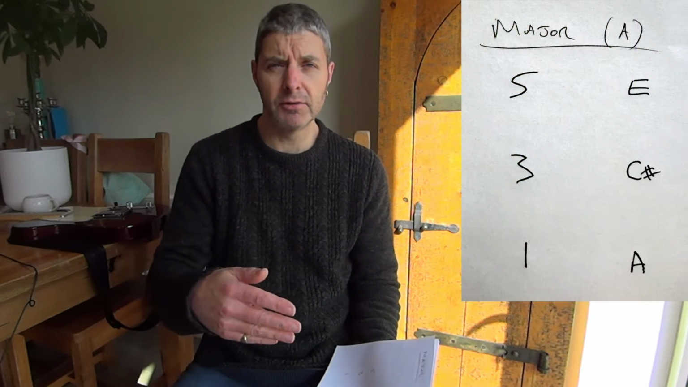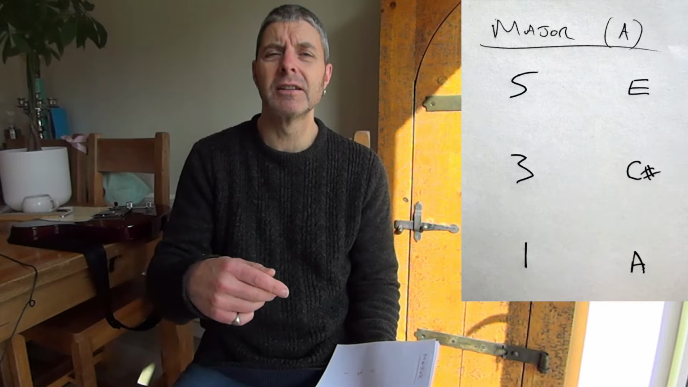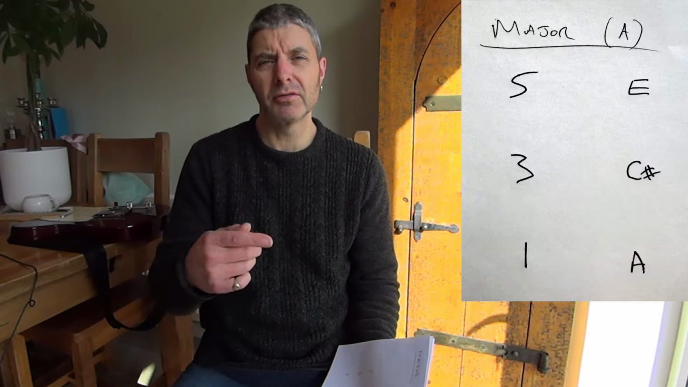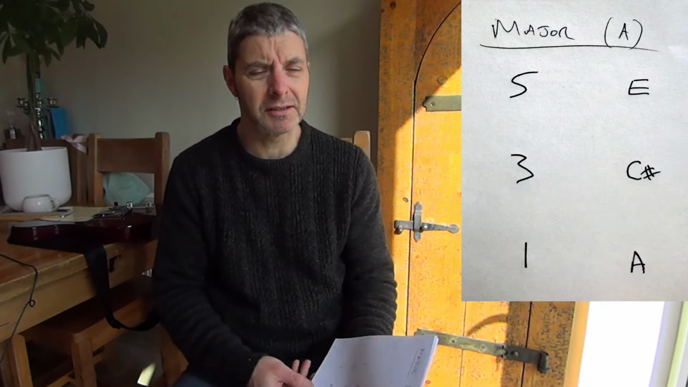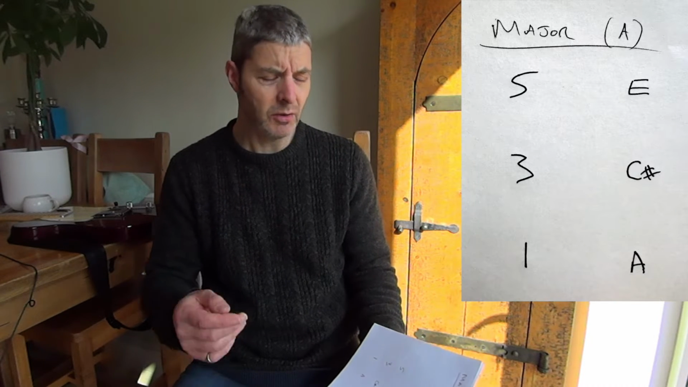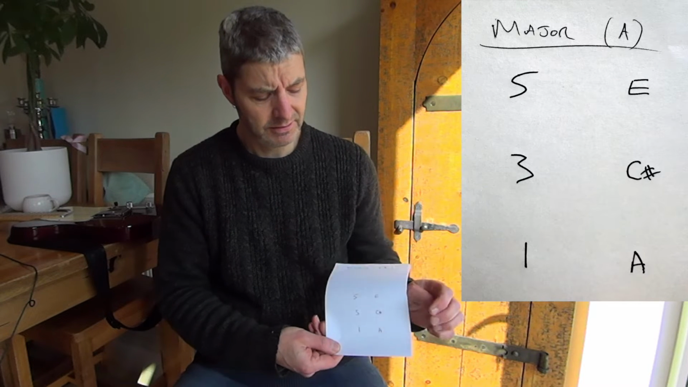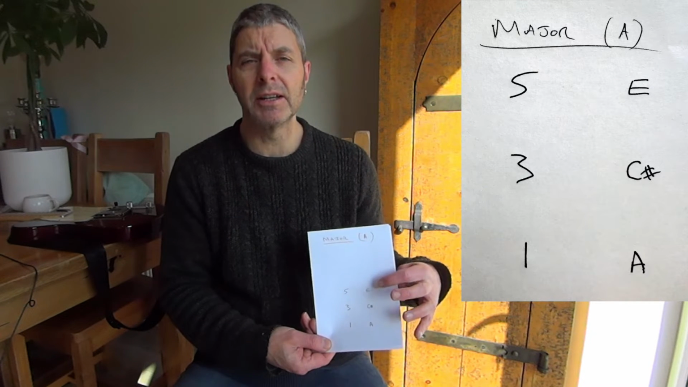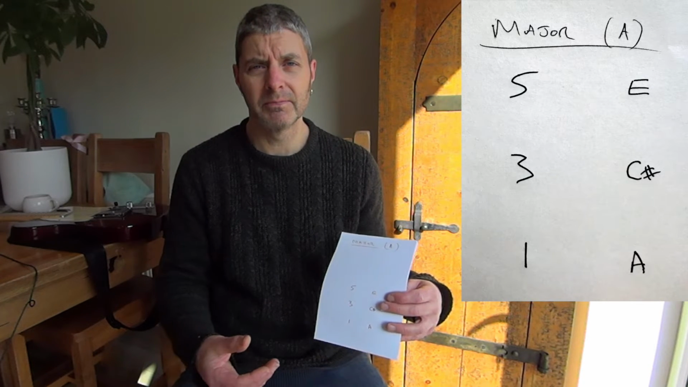So a basic major chord contains three notes. It contains a root, which is the first note of the major scale, a third and a fifth. So it's the first, the third and the fifth note of the major scale. You might already know this kind of stuff. So if I take the key of A major as an example, the 1, 3 and the 5 in A is A, C sharp and E. Those three notes played together make an A major chord.